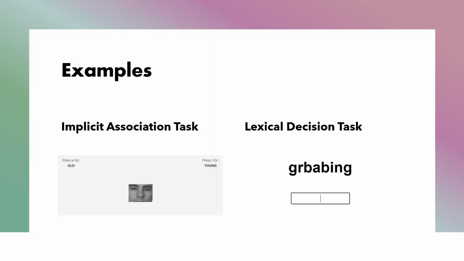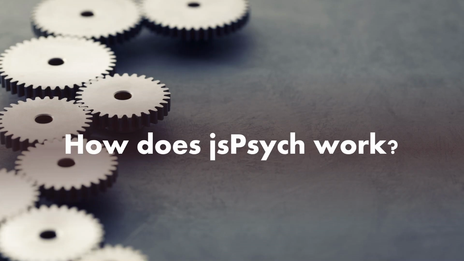The entry here is classifying whether it's a word or not. So this is meant to be the word grabbing, but a good way of creating non-words is by taking an existing word and switching around a couple of letters inside it. So this would not be a word. And the entry here is yes or no, is it a word or not? Y or N.